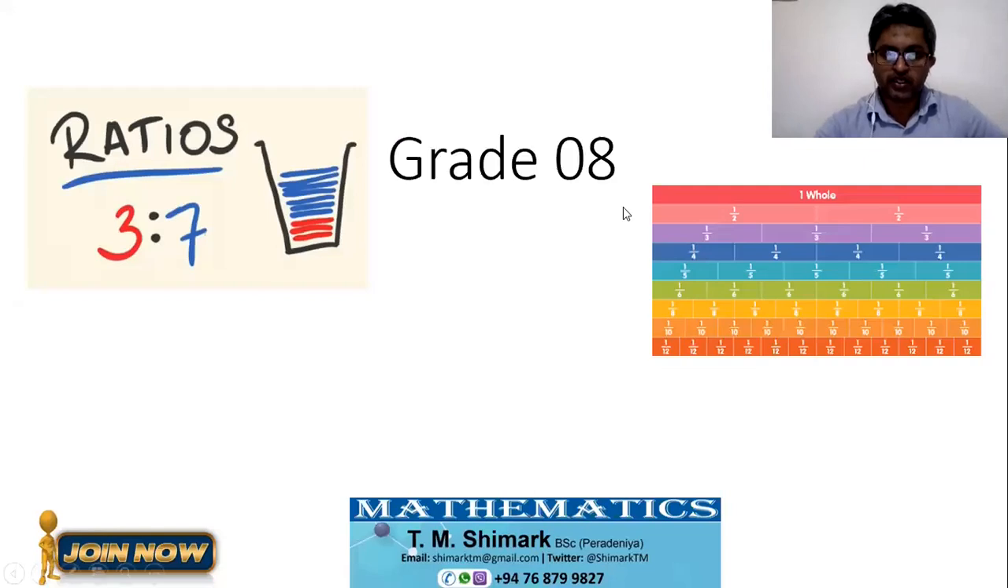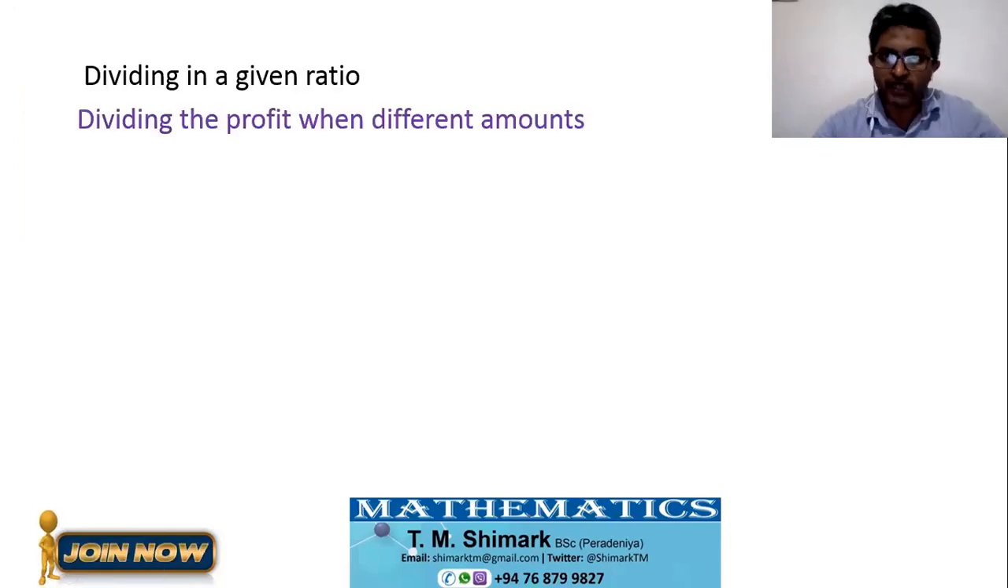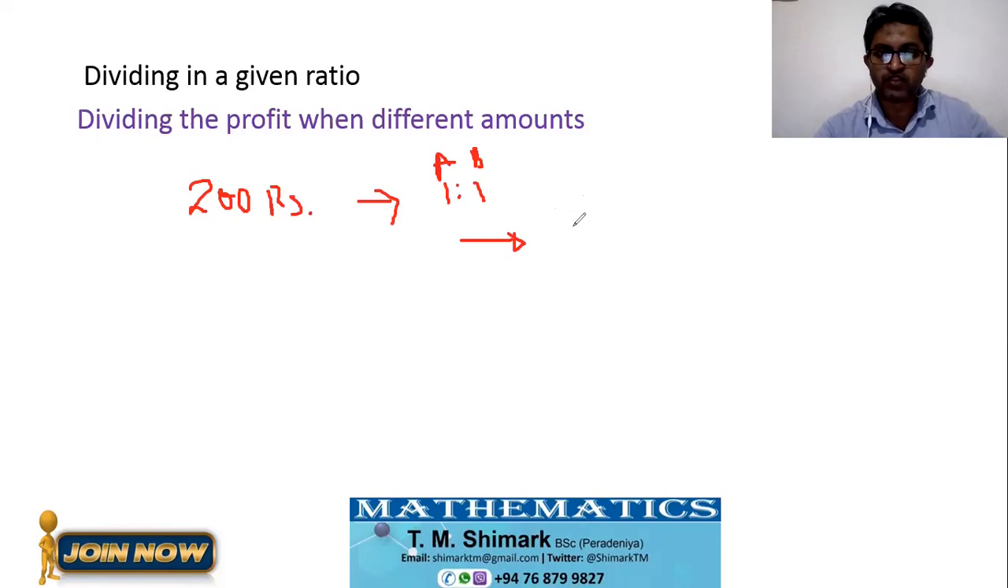Good evening, and we are here at grade 8 studying ratios, dividing in a given ratio. Let's say I have 200 rupees. If I am dividing this in a 1:1 ratio, what will be the amount? Let's say A and B are getting it: how much will A get and how much will B get?